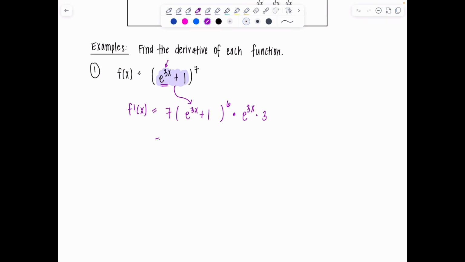So 7 times 3, let's put 21 in the front, as well as e to the 3x, and then you have e to the 3x plus 1 to the 6th. Box that. That's our final answer. Good? Okay, let's look at the next example.